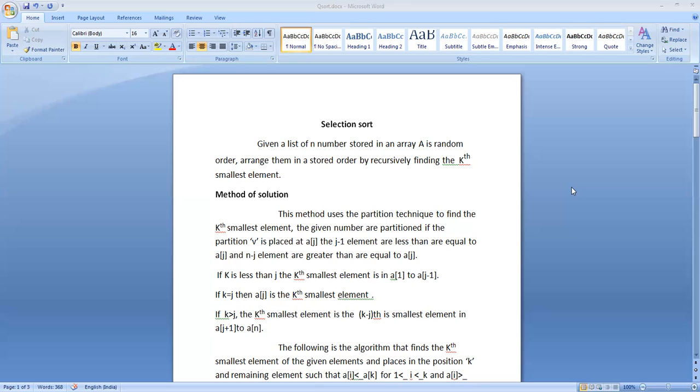In that case, it needs so many comparisons. It will not be an ideal choice when the given elements are almost sorted, except a few elements in an unsorted order. So in that case, it will take more comparisons. And the time complexity of this quicksort is order of n log n. Okay. Now we go for the next technique, selection sort.